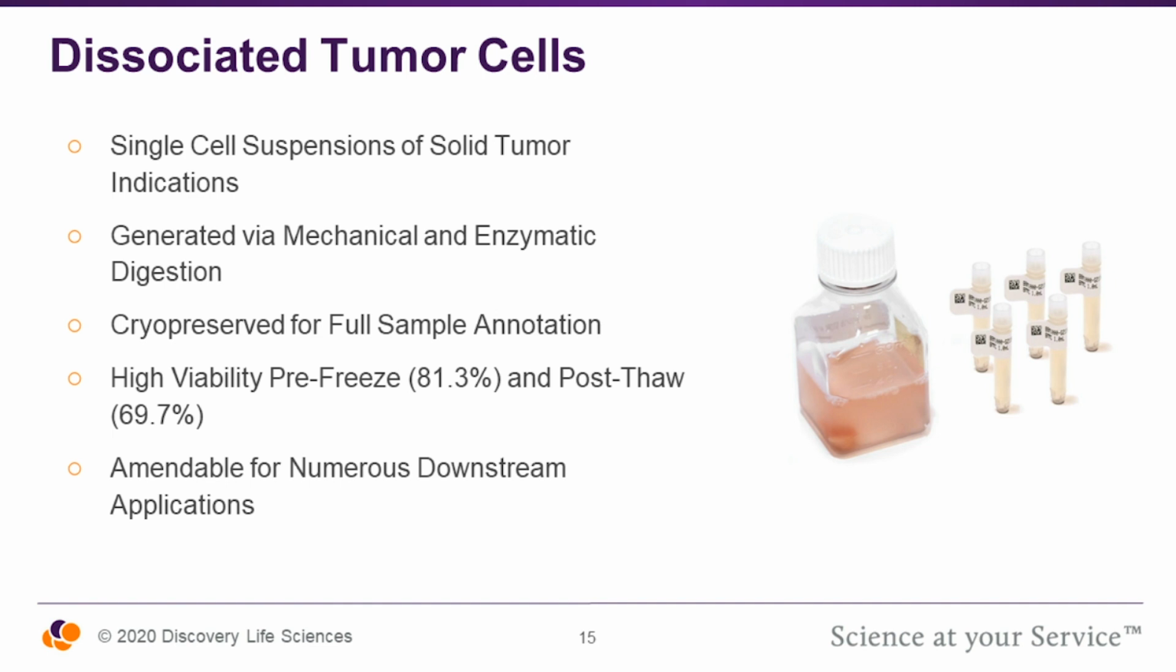This is generated via proprietary mechanical and enzymatic digestion. These cells are then cryopreserved, and this really allows us to have full annotation of the sample prior to using it for any study. While the pathologists are very, very good at identifying what the tumor is upon resection, once in a while we do find an instance where upon review a colorectal cancer actually turned out to be some sort of non-Hodgkin's lymphoma. And so that obviously is problematic if colorectal cancer is what you're looking for.